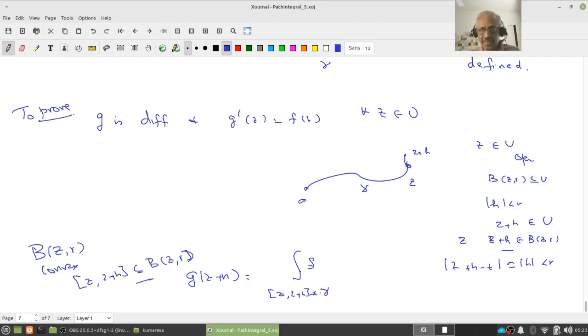We had already seen that. Therefore it does not matter what path I take from a to z plus h, because there may be another path to z plus h. I don't care. The path I have chosen is gamma: go from a to z by gamma, and then from z to z plus h go by the line segment. Have you understood? Make sure that you understand all these things.